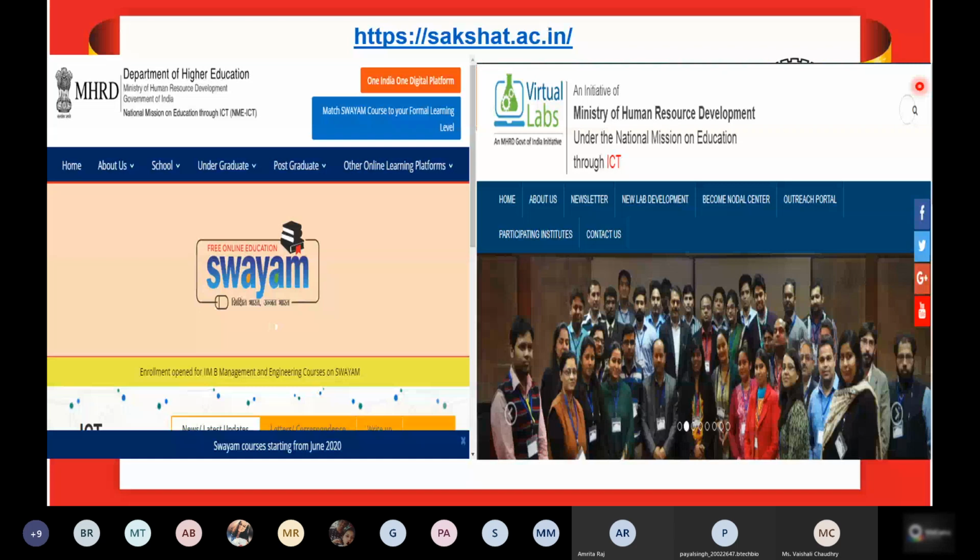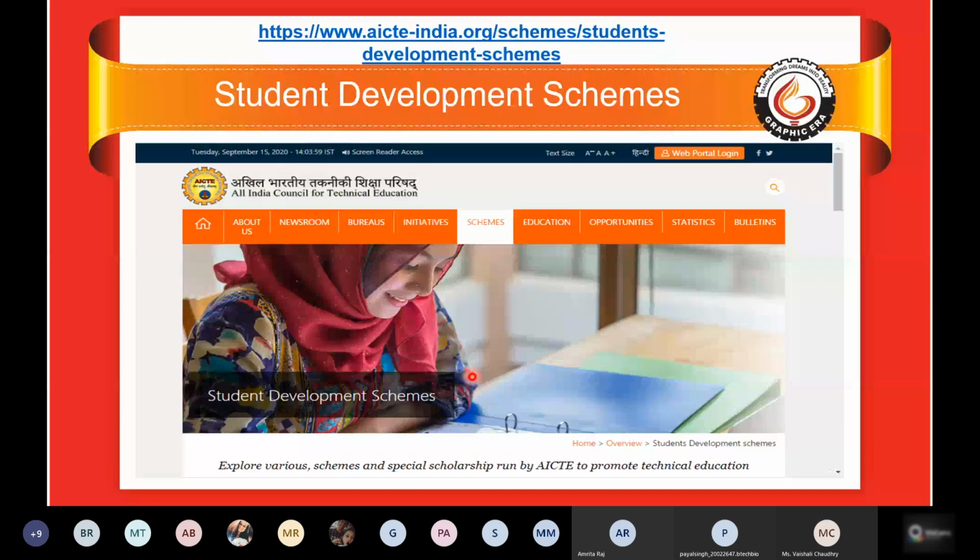Likewise, there are different schemes for the students, which are provided by the AICTE. You can visit this link. You can find the MOUs of MHRD, AICTE with different institutions for the benefit of the students, right? These schemes also provide scholarships to the students, and this is one of the areas where you can make sure that you get a scholarship from the MHRD, and see what the requirements for such schemes are.